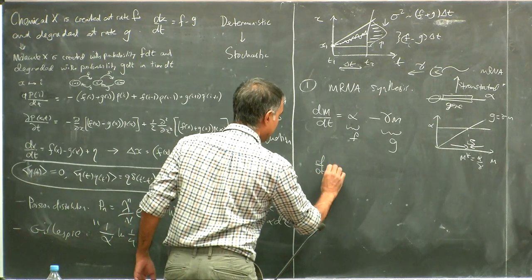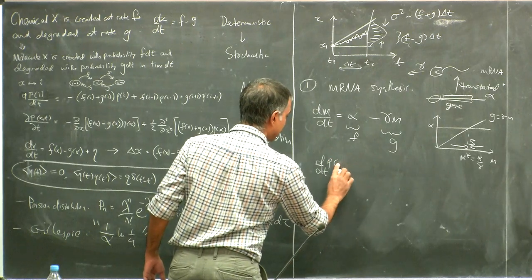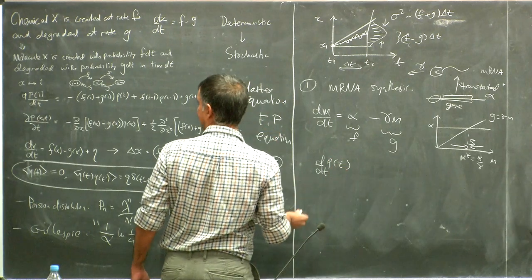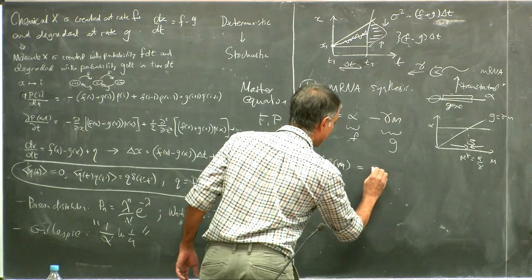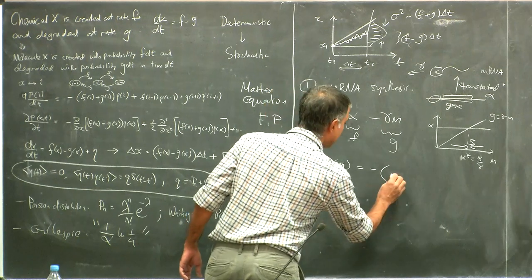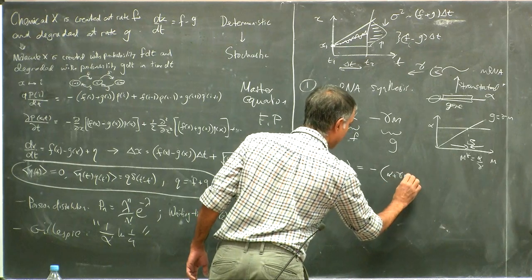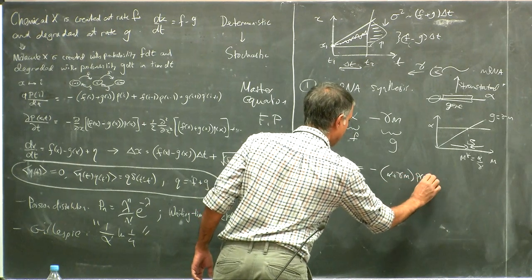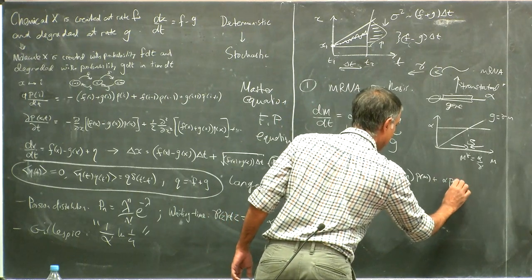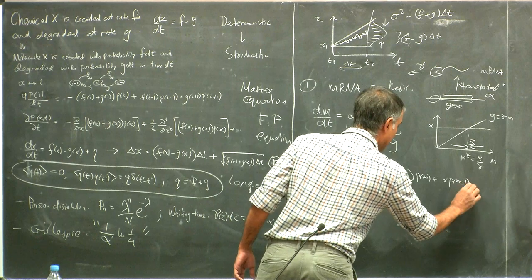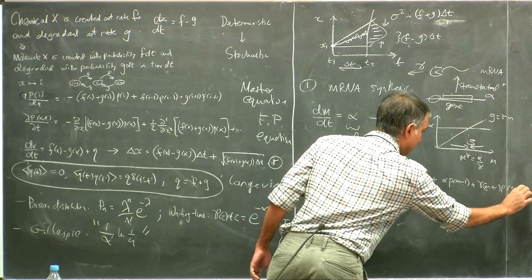So it's d/dt of p_m, the probability of having a certain number m, is equal to minus (f plus g is alpha plus gamma m) p_m, plus alpha p_{m-1}, plus gamma (m+1) p_{m+1}.